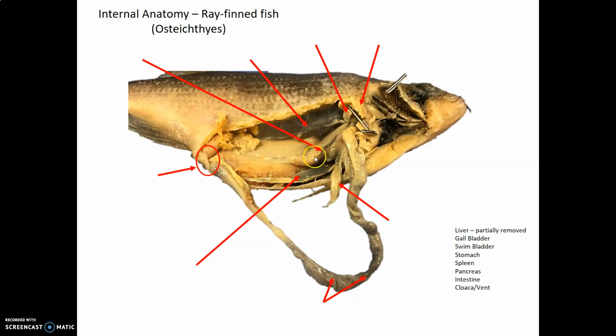We can see the stomach. This line here represents the stomach. We can see the spleen, and then in this connective tissue next to the intestine is the pancreas. Here the intestine loops around and again terminates in this opening here known as the cloaca or the vent.